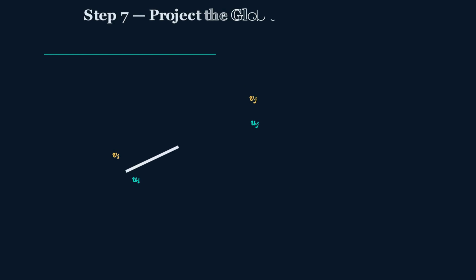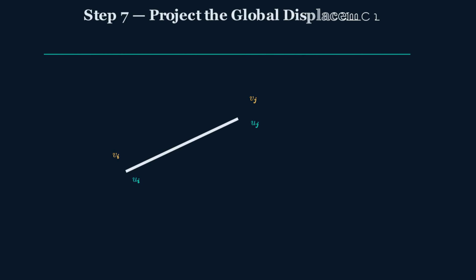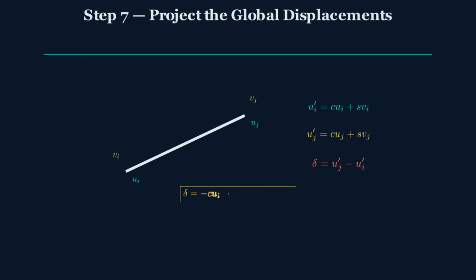Only the component of each global displacement along the member axis contributes to axial deformation. At node I, the projected displacement is c times ui plus s times vi. At node j, it is c times uj plus s times vj. The axial extension is the difference between these two projected displacements. After expansion, we obtain the key relation, one scalar axial deformation expressed in terms of four global degrees of freedom.